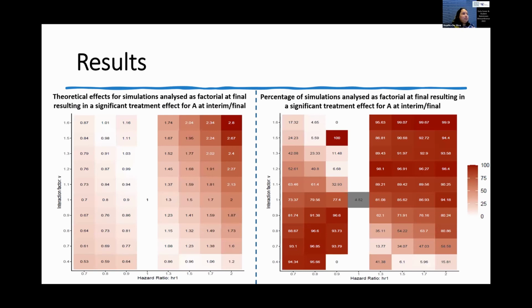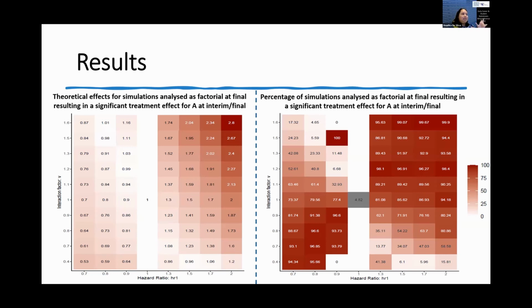So moving on to the results, this slide gives the results for the simulations analyzed as factorial at final, resulting in a significant treatment effect for A at interim or final. And just to mention that we observed similar results for the treatment effect for B as well. Now here we can see that, as expected, if you look at the gray box in the middle, the type 1 error rate is around 5%.